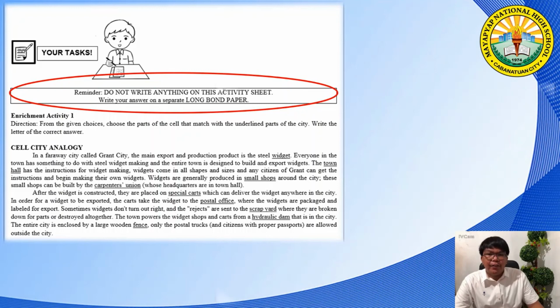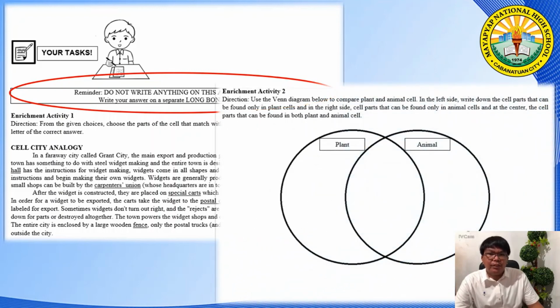For enrichment activity 2, use the Venn diagram below to compare plant and animal cell. In the left side, write down the cell parts that can be found only in plant cells, and in the right side, cell parts that can be found only in animal cells. And at the center, the cell parts that can be found in both plant and animal cell.